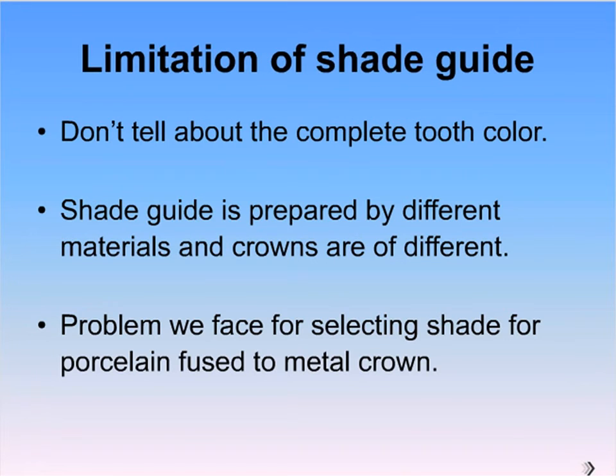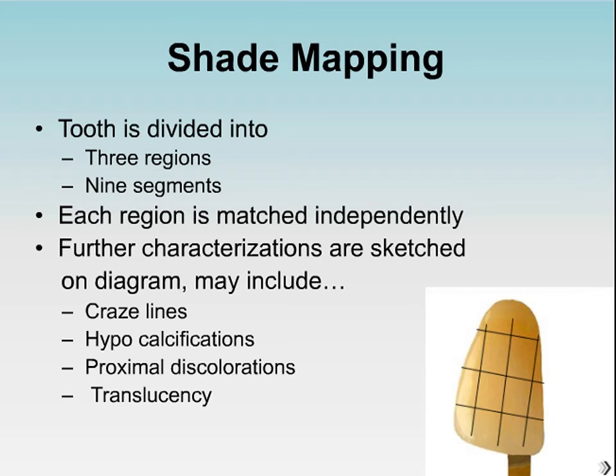Limitation to the use of the shade guide: they don't cover more than 30% of the tooth color. Shade guides may be prepared by different materials. They have no metal backing, and the thickness is not the 4 to 5 millimeters of opaque porcelain of the shade guide. Characterize the craze line, the hypercalcification, proximal discoloration, and translucency.